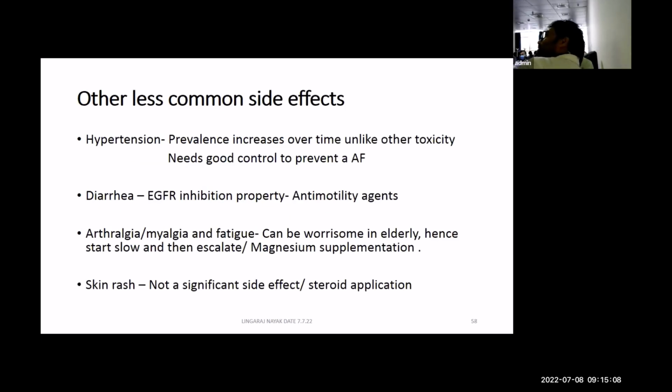Other, less complicated toxicities: hypertension increases over time, unlike other toxicities, so you need good control of hypertension to prevent AF. Diarrhea is typically because of the EGFR property, so you can manage it by giving an anti-motility drug. Arthralgia sometimes can be worrisome, so there you have to use drugs like SSRIs and magnesium supplementation. Skin toxicity is not a significant complication.